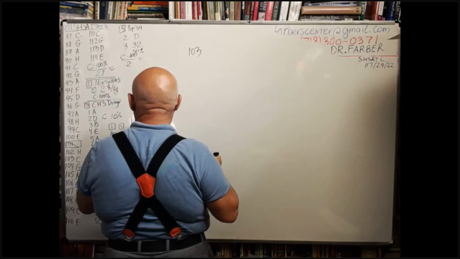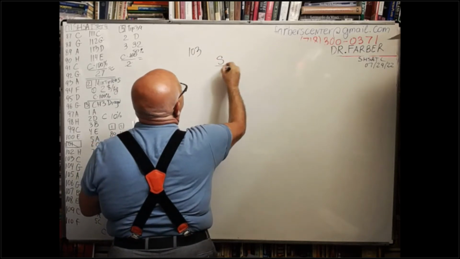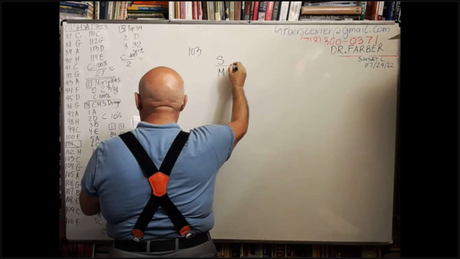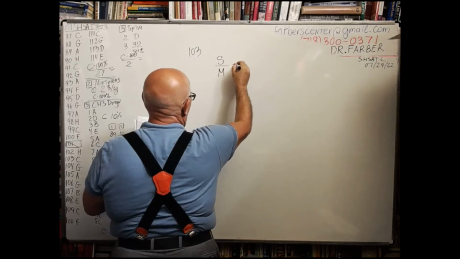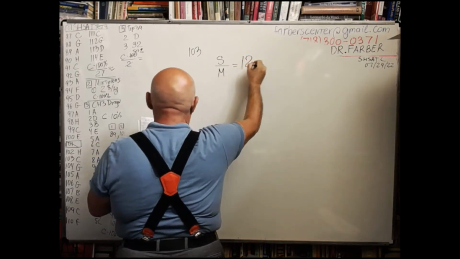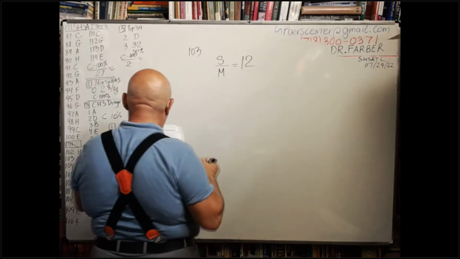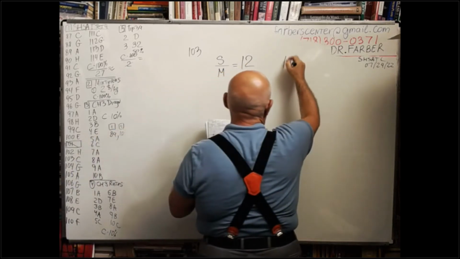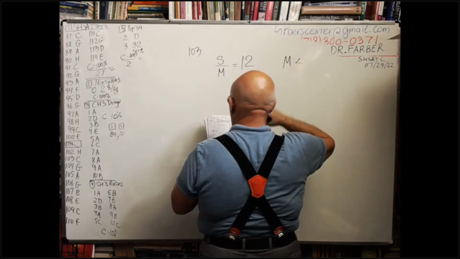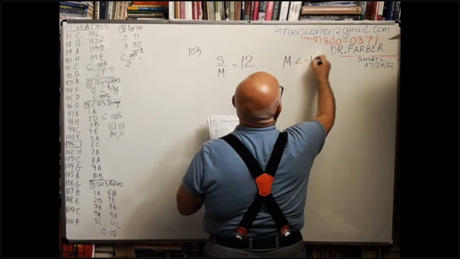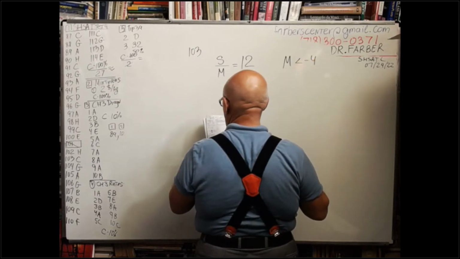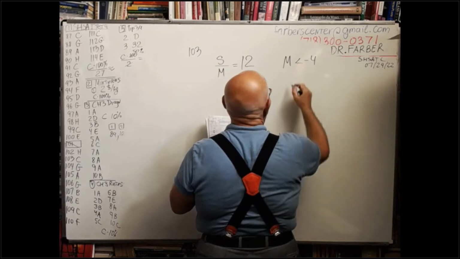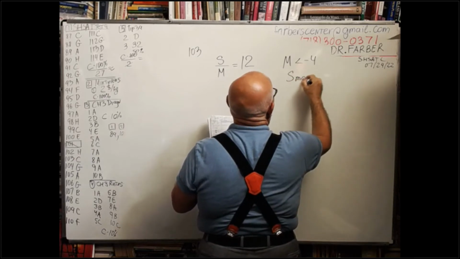S over M equals 12, and M less than -4. Find the maximum value for S.